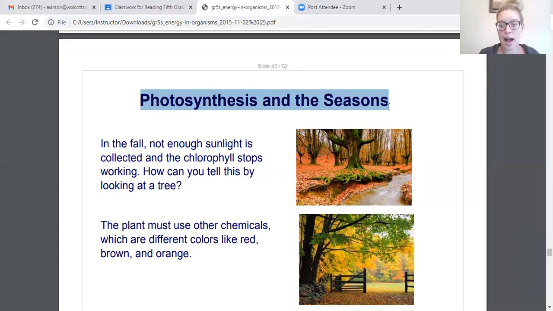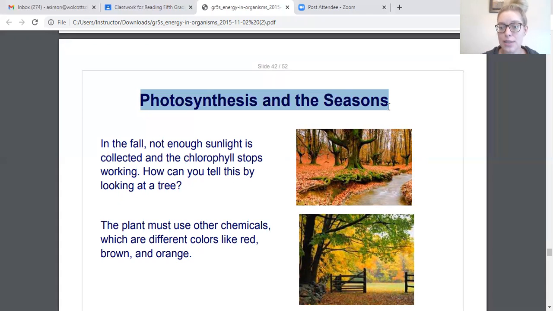So since plants rely so heavily on sunlight, in the fall, if we think about fall time and winter time, there's not enough sunlight to be collected. So the chloroplast and the chlorophyll stops working, okay? How can you tell this by looking at a tree? What happens to all of the leaves in fall time?